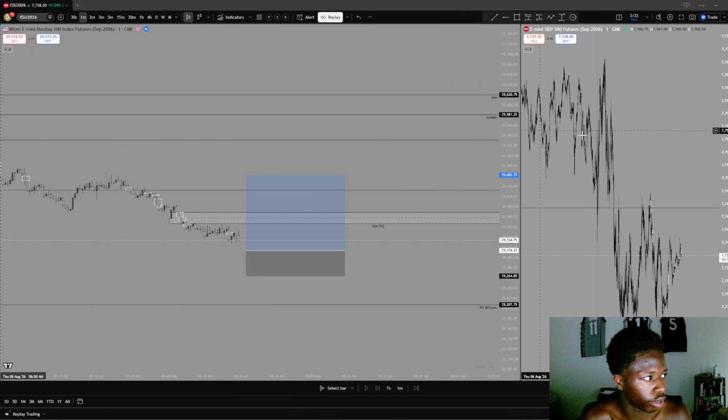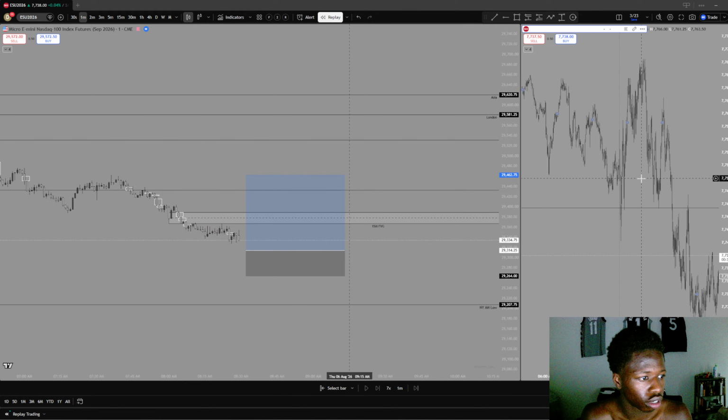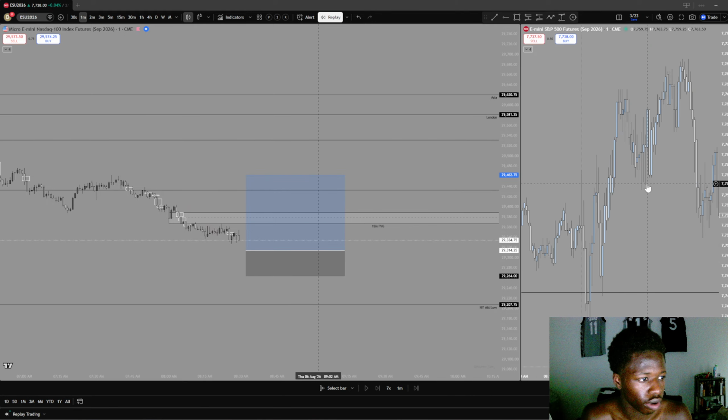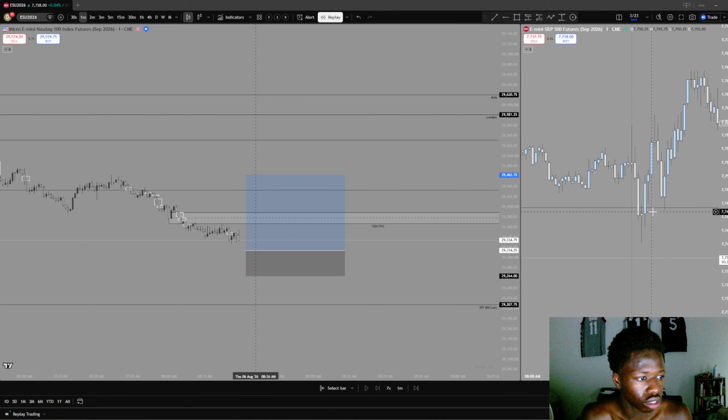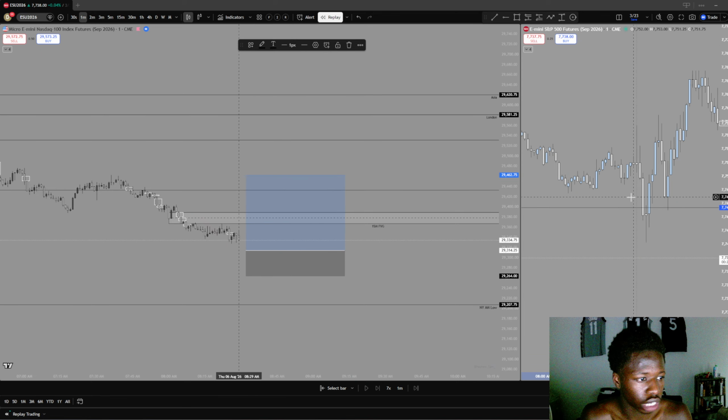Alright, I just had to mark that out real quick. Alright. So this line right here is our daily bullish gap on ES, right?